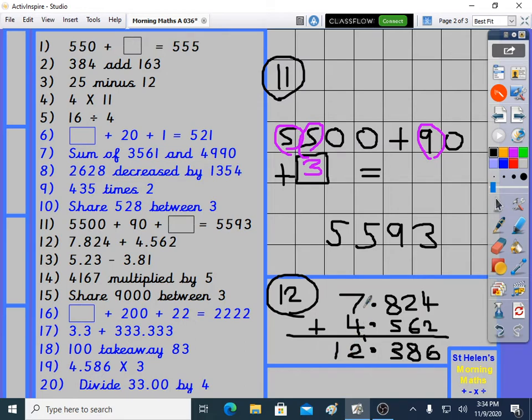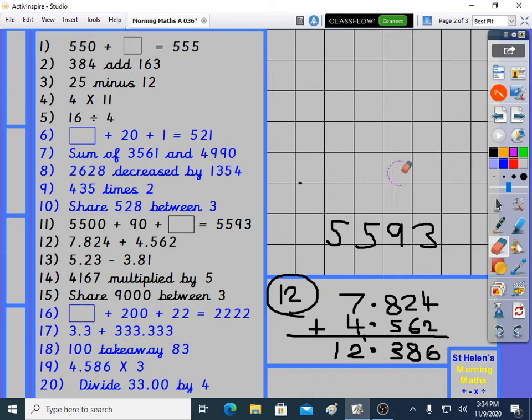So why is that 12? Because of the carried one here. Made it go up to 12. 7 and a bit plus 4 and a bit is 12 and a bit. So after the decimal points, we're just talking about bits, fractions or decimals. Question 13, what are we doing here?